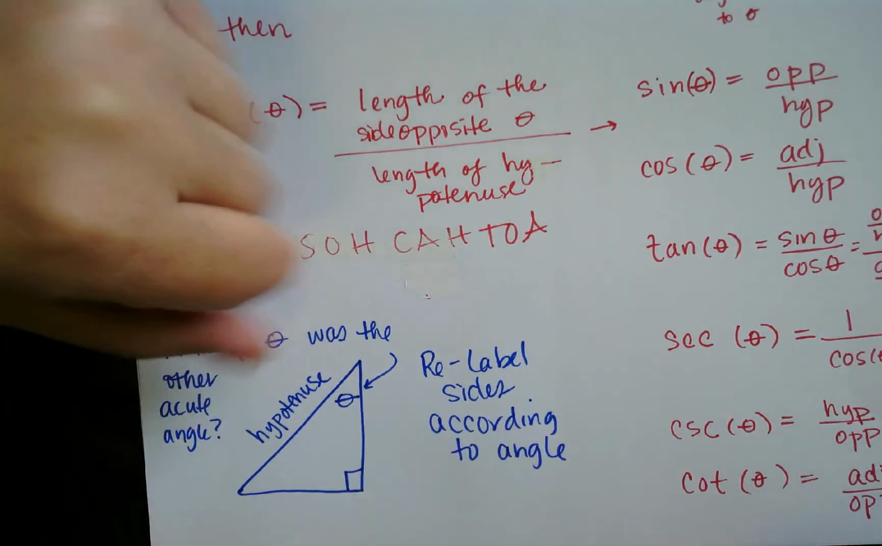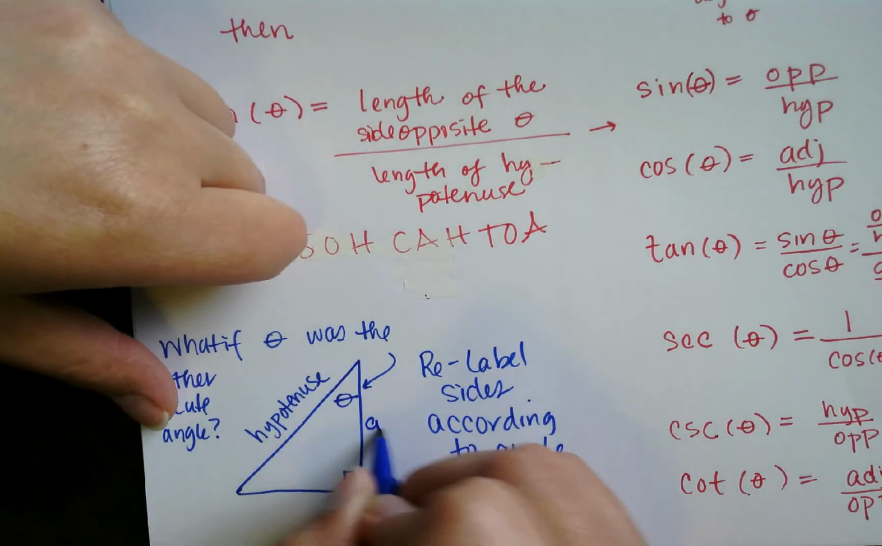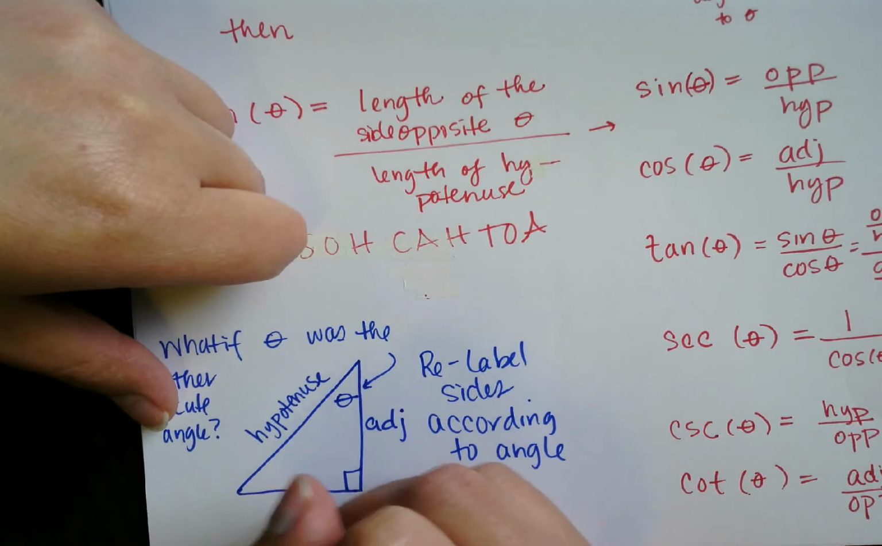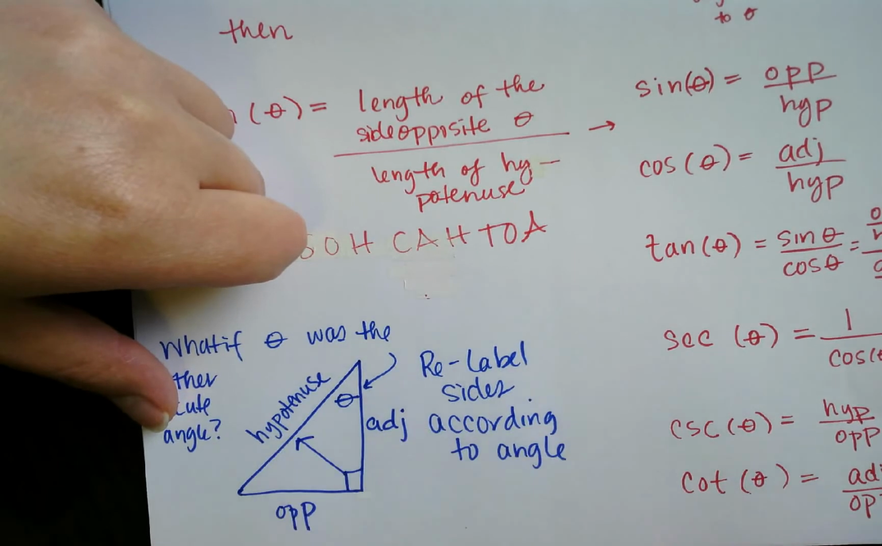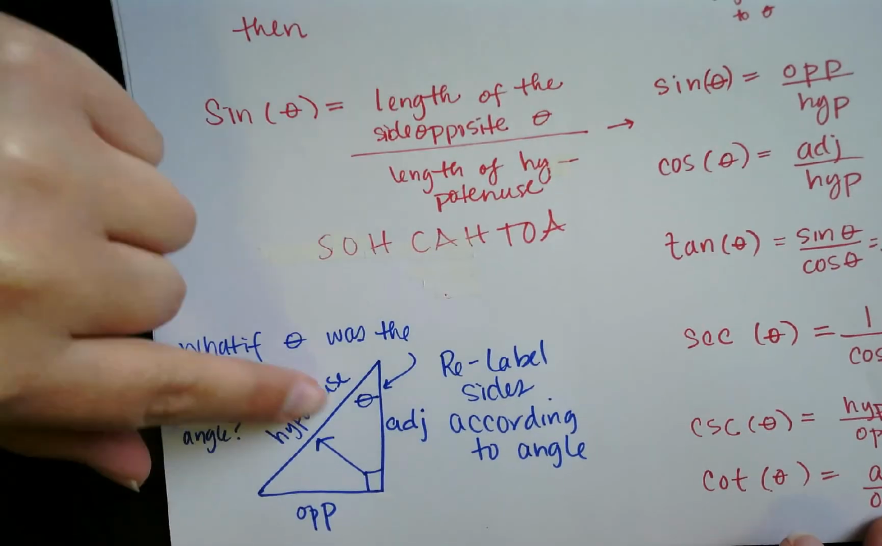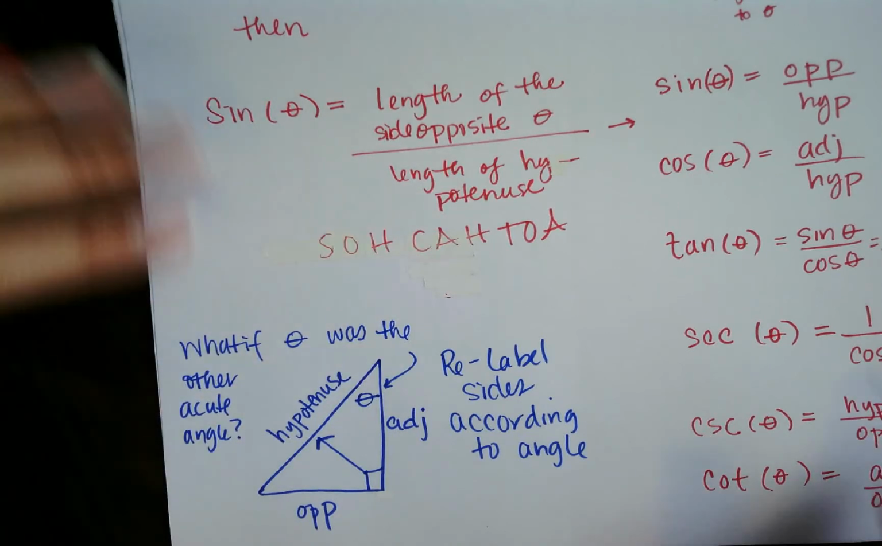Okay. So now if this is theta, the side that's touching the theta is now adjacent. The side that's across from the theta is now opposite. And again, your 90 or your hypotenuse is always across from the 90-degree angle. So if you're working with a different angle, you have to relabel the sides according to the angle.